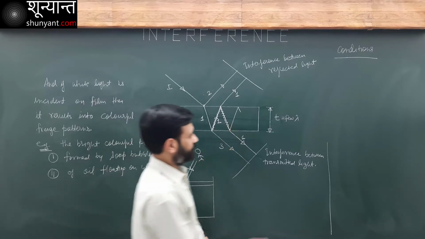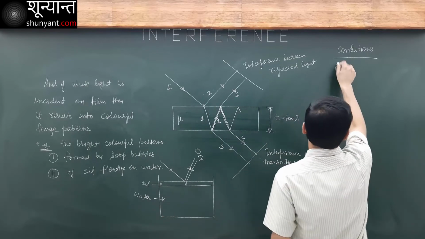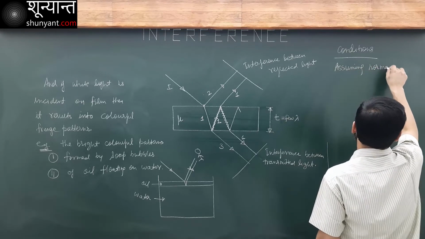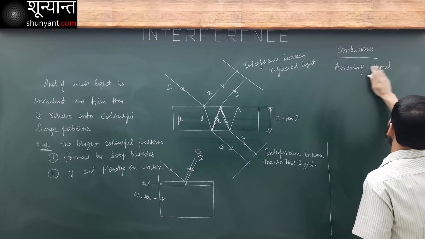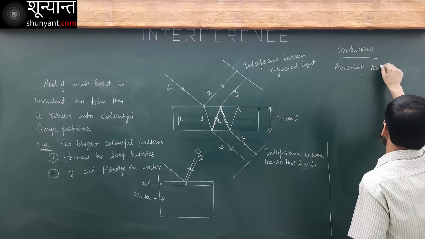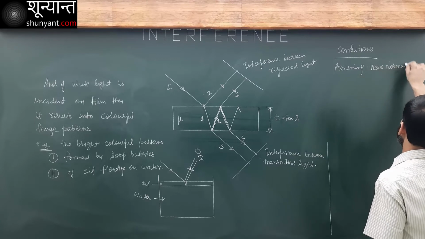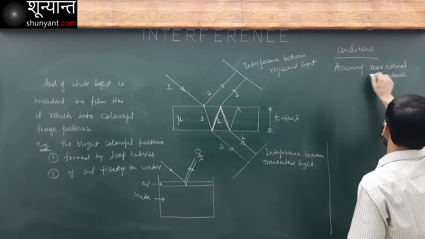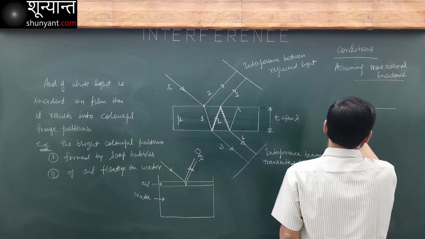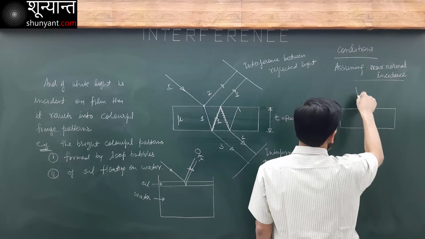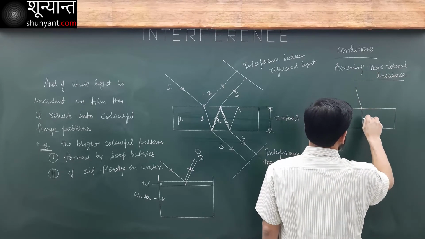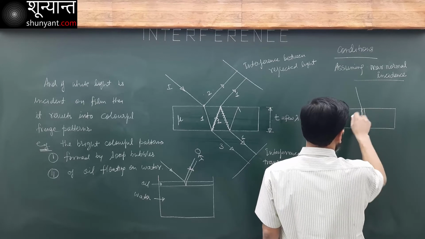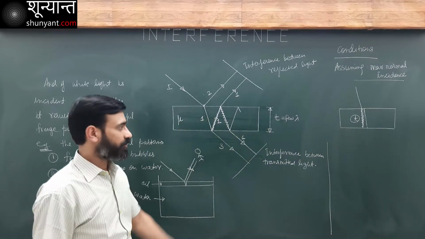Now, conditions, assuming normal incidence, assuming not normal but near normal incidence. Now, what is the meaning of near normal? The light is incident like this. It is almost normal, you see. So in that case, this distance here will be approximately equal to t.